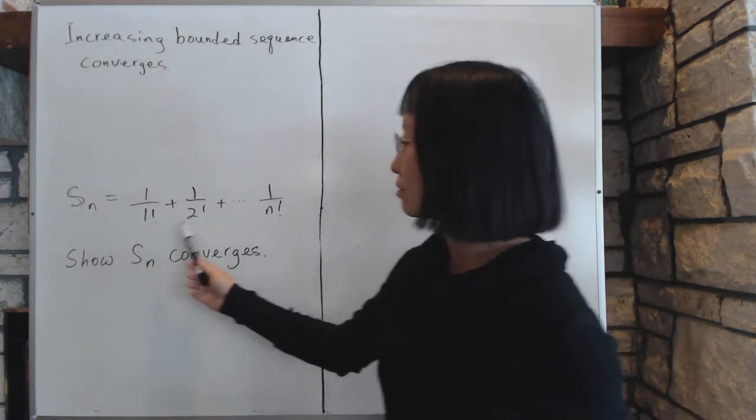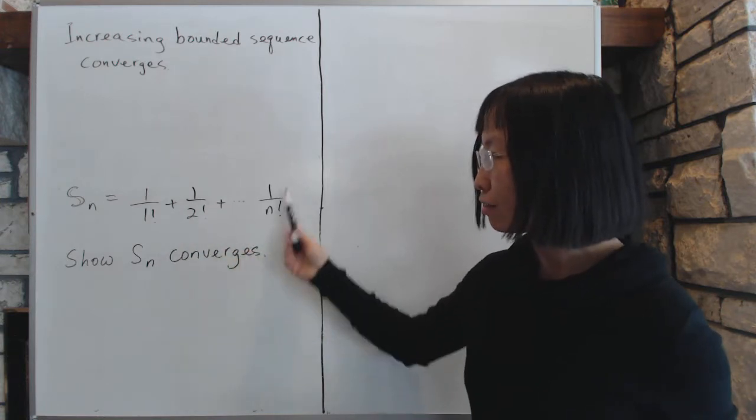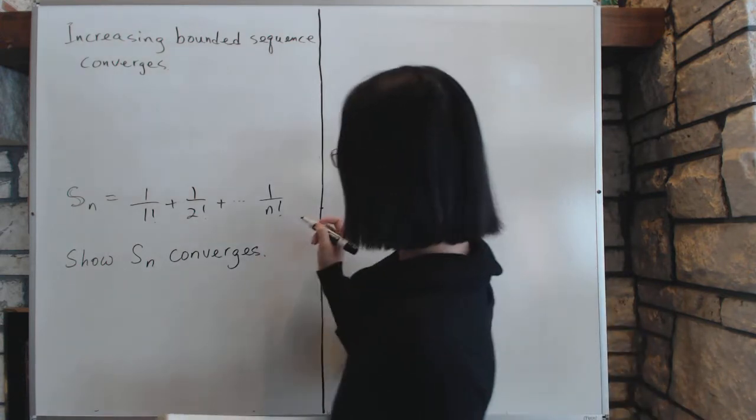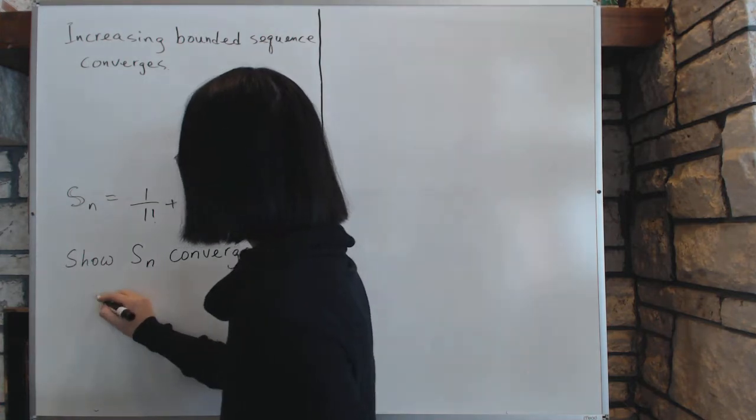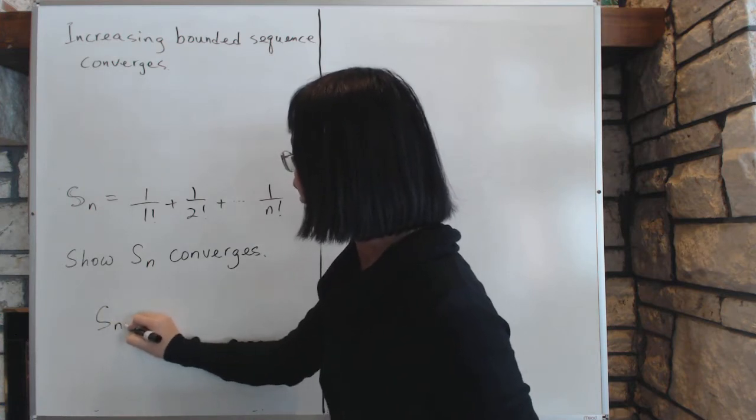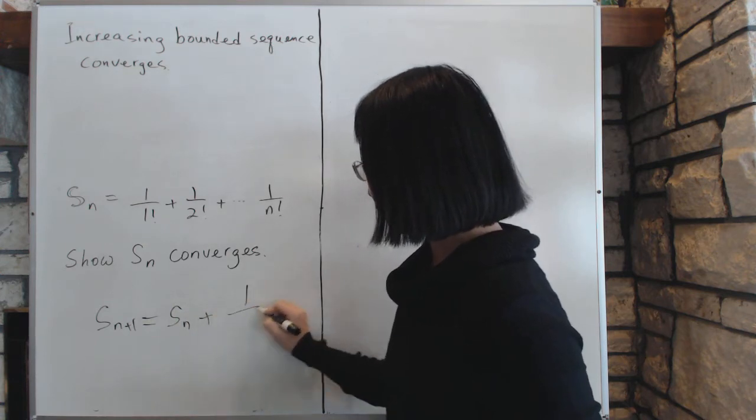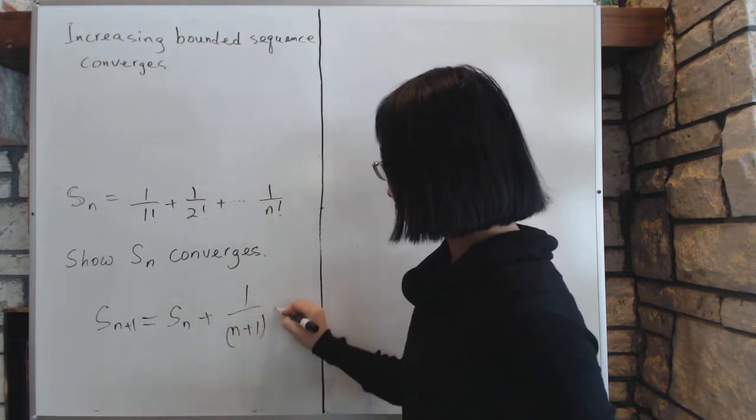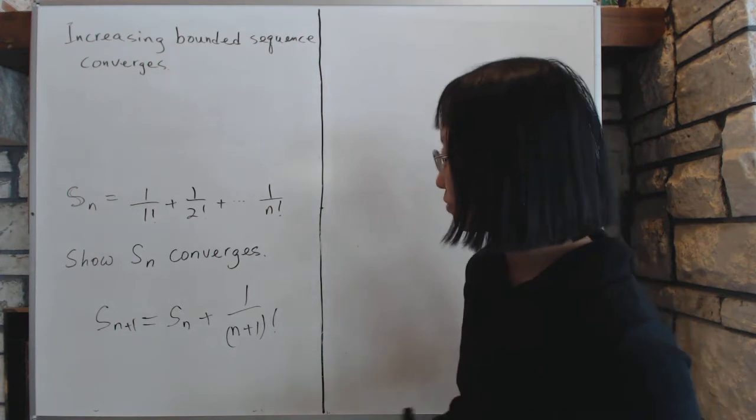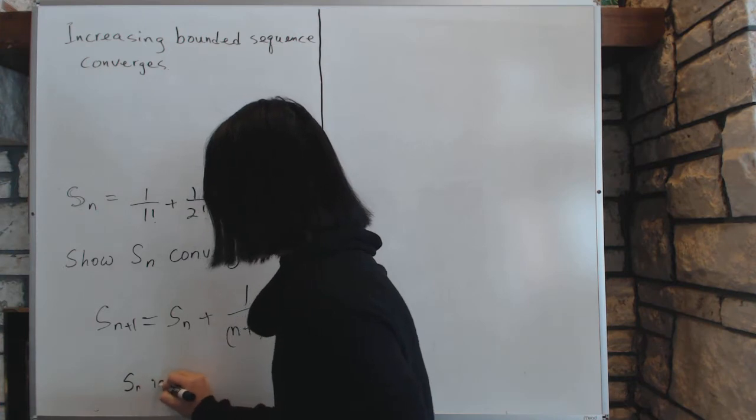Let Sn be the sequence of numbers added up: 1 over 1 factorial, 1 over 2 factorial, added all the way up to 1 over n factorial. We're supposed to show here that Sn converges. Now, Sn plus 1 is simply Sn with one more term added, 1 over n plus 1 factorial. Each time you slap on another one of these things to create the next element in the sequence, and therefore, it obviously is increasing. So Sn is increasing.